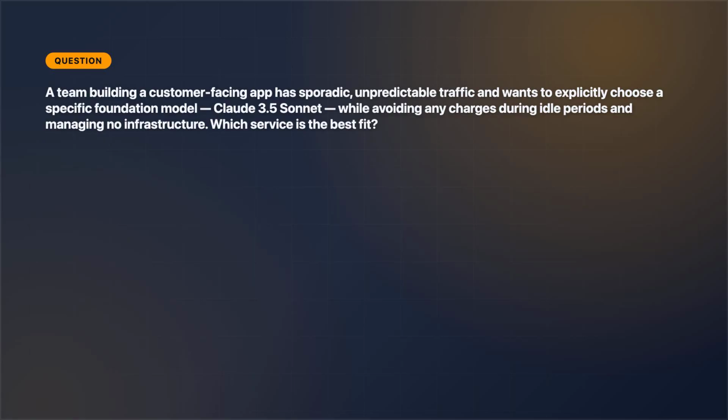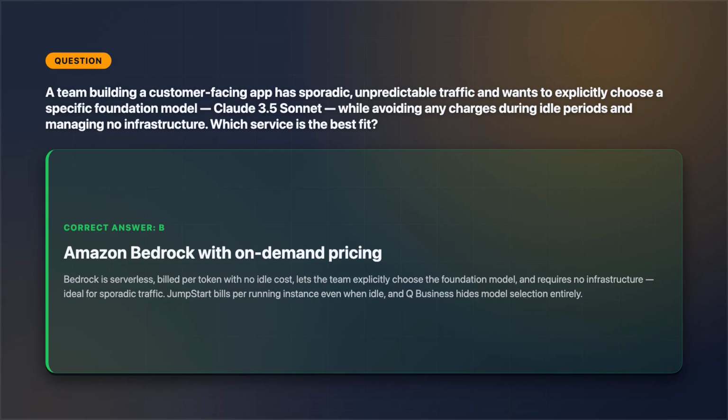It has to be B. Amazon Bedrock with on-demand pricing, and here's why. Bedrock is serverless, so it scales to 0 and charges nothing when idle, which matches the sporadic traffic. It also lets the team explicitly choose their model. JumpStart would bill per running instance even during idle time, and Q Business hides model selection entirely, so neither fits the requirement to pick Claude 3.5 Sonnet.